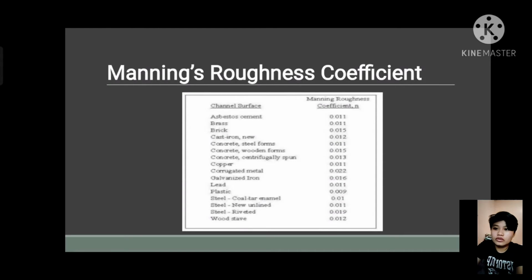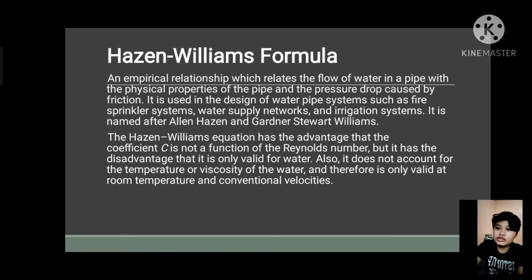So, next is the Hazen-Williams formula, an empirical relationship which relates the flow of water in a pipe with the physical properties of the pipe and the pressure drop caused by friction. It is used in the design of water pipe systems such as fire sprinkler systems, water supply networks, and irrigation systems. It is named after Allen Hazen and Gardner Stewart Williams.